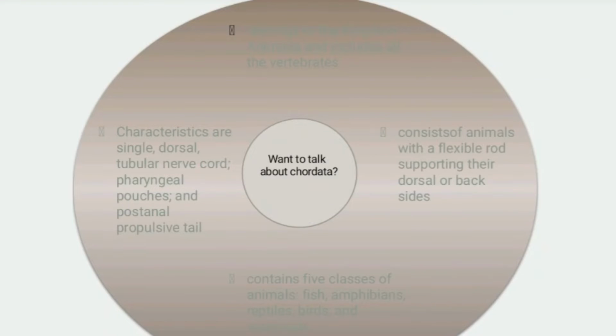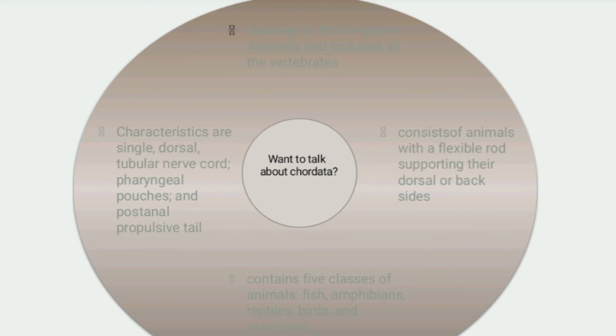So now let me talk about Chordata. Chordata belongs to the kingdom Animalia and includes all the vertebrates. Other points are that Chordata consists of animals with a flexible rod to support their dorsal and back side. The characteristics of Chordata are a single dorsal tubular nerve cord, pharyngeal pouch, and post-anal propulsive tail.